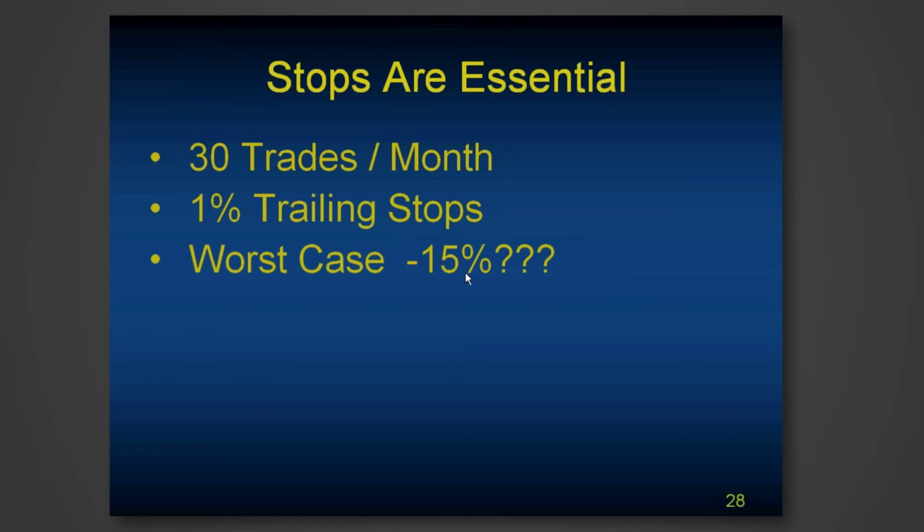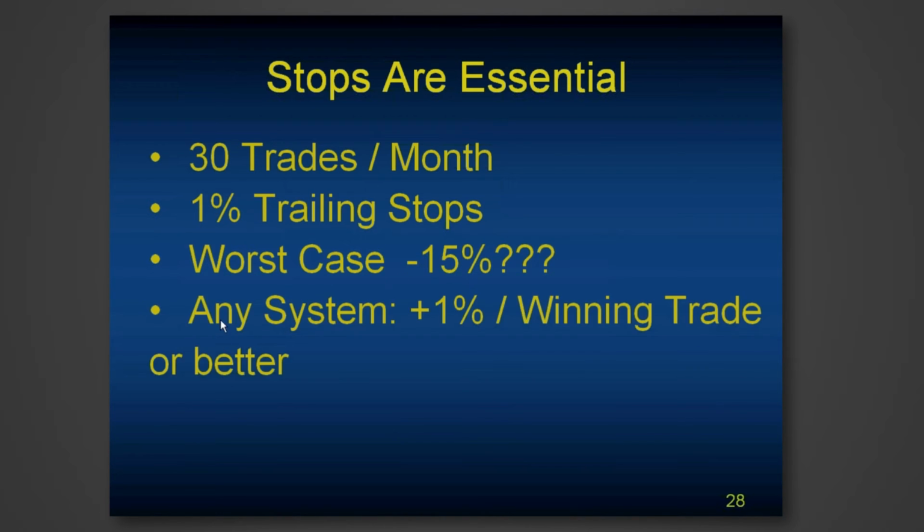Let's say you take 30 trades a month with the 1% trailing stops, and let's say you have a terrible system. It's basically your system only gives you 50%. It's just as good as throwing darts. It's just as good as flipping coins. I would say that's a pretty bad trading system. Most people have a much better trading system, but worst case, you might be down 15%.